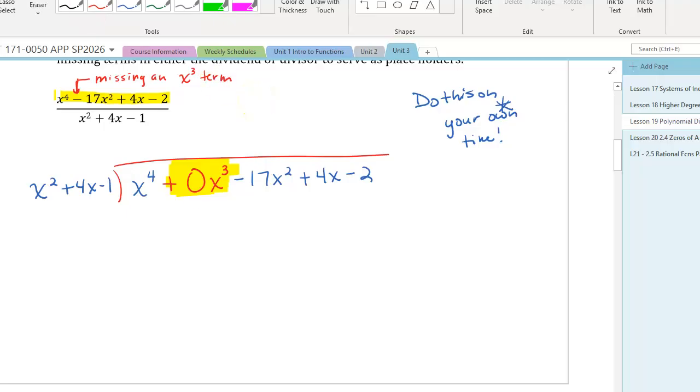So that's why I put in the 0x to the third to act as a placeholder just to keep everything lined up. And I'll show you what I mean as I'm dividing.